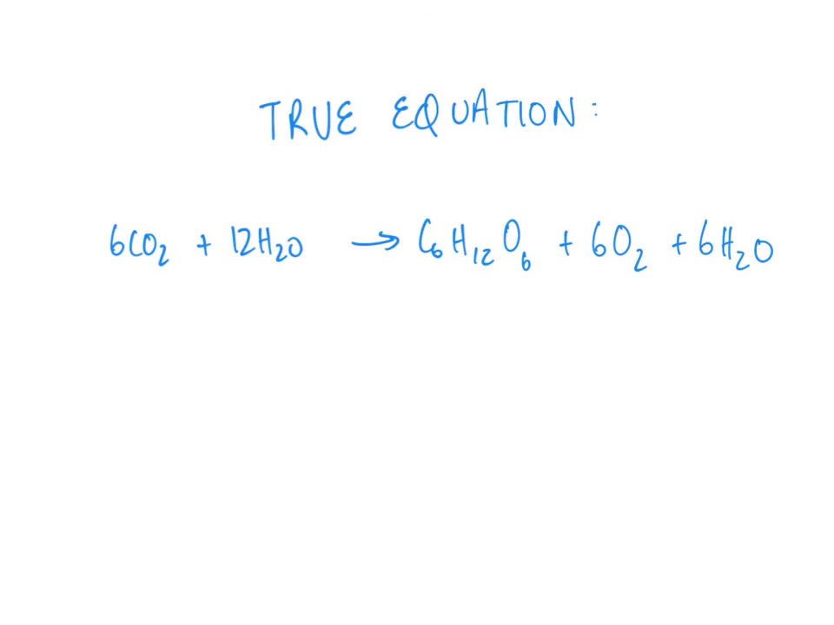So the true equation for photosynthesis is 6 CO2 plus 12 H2O goes to C6H12O6 plus 6 O2 plus 6 H2O. So what we do is we just cancel that out to make 6 H2O in total. You don't really need to know the true equation as such, but it's just a fun fact for you to understand.